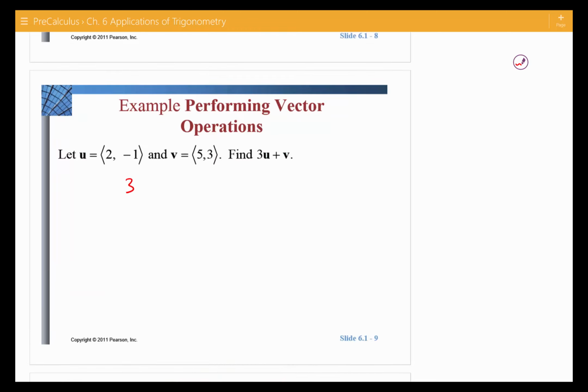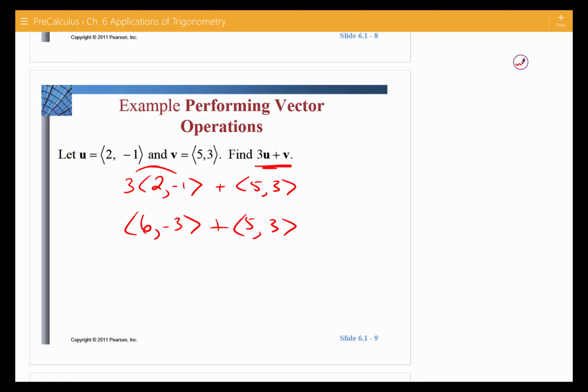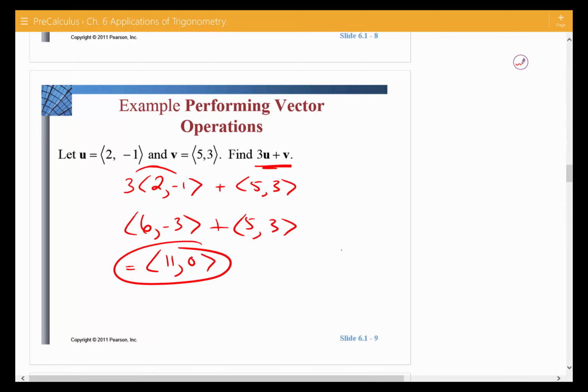Let's take 3 times vector u plus vector v. Vector u is <2, negative 1>, and we're going to add it with vector v, which is <5, 3>. When you do this, I'm going to distribute the scalar first. That gives me <6, negative 3>, and I'm going to add it with this vector <5, 3>. When you add vectors, you just add the x's and add the y's, so you get <11, 0> as our final answer.